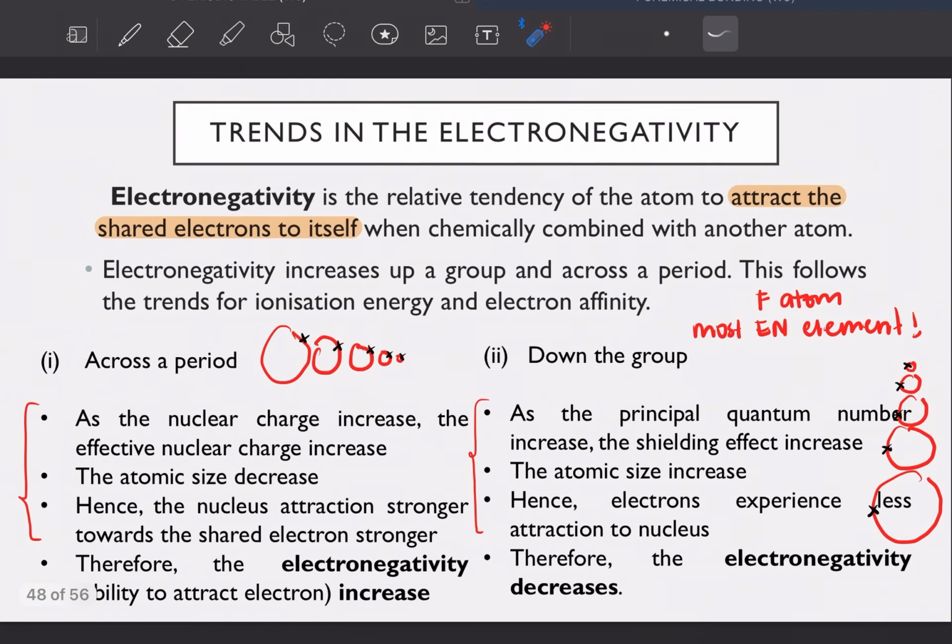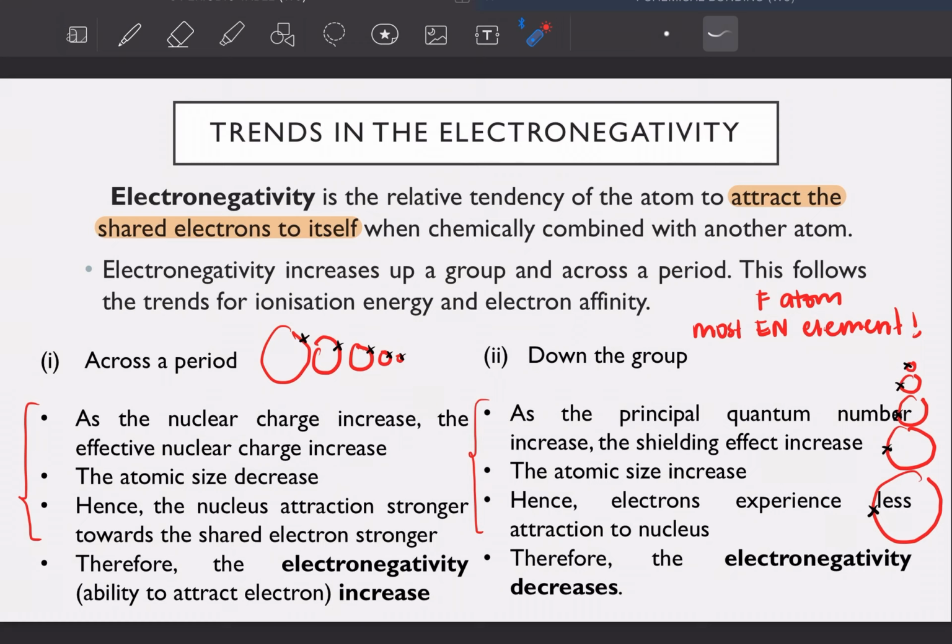Alright, so next, trends in electronegativity. This is just simple. So electronegativity, you already know this from high school. It is the relative tendency of the atom to attract the shared electrons to itself when chemically combined or reacting with another atom. So electronegativity increases up a group and across a period.